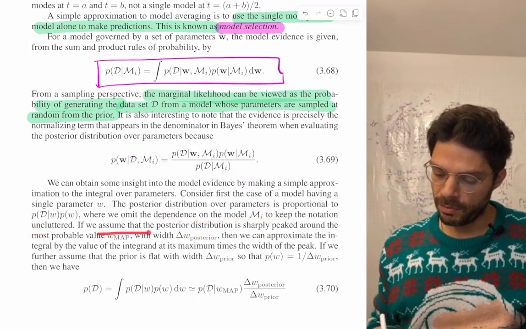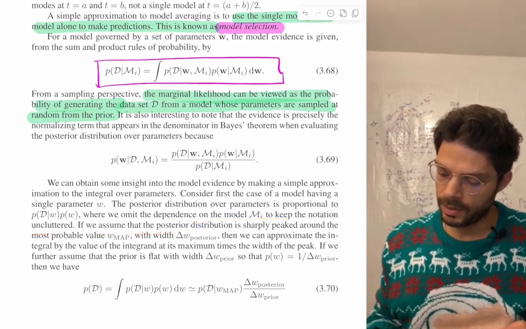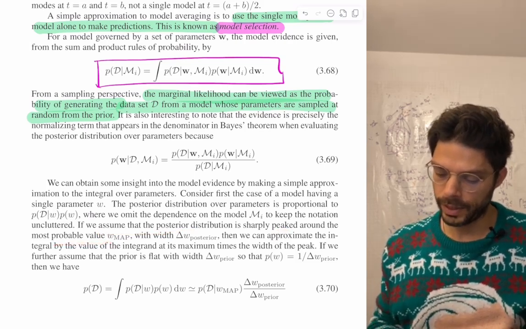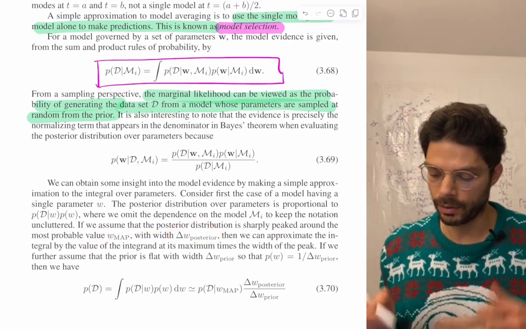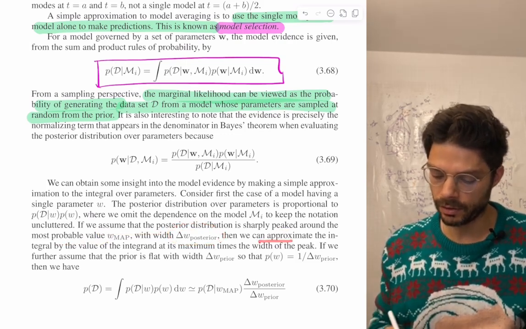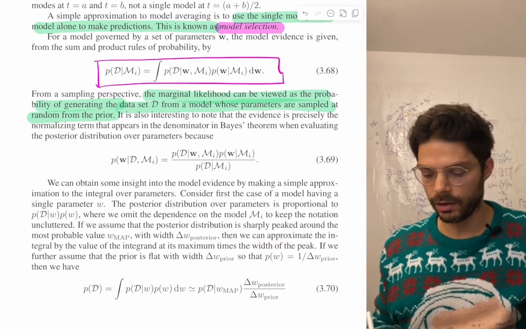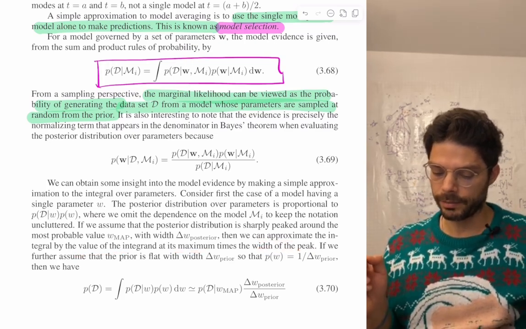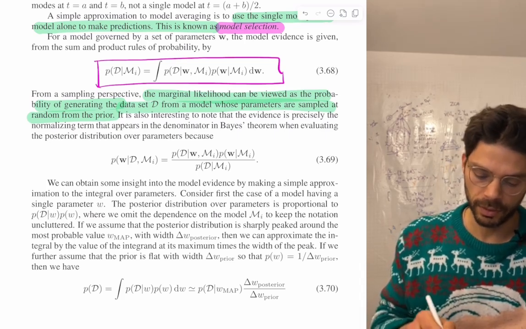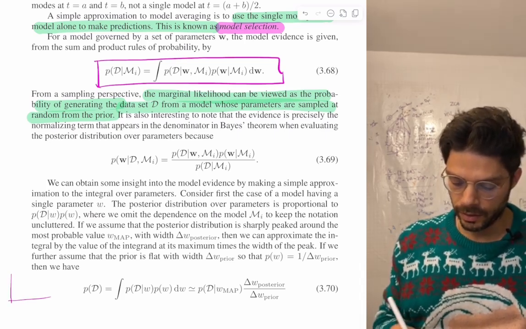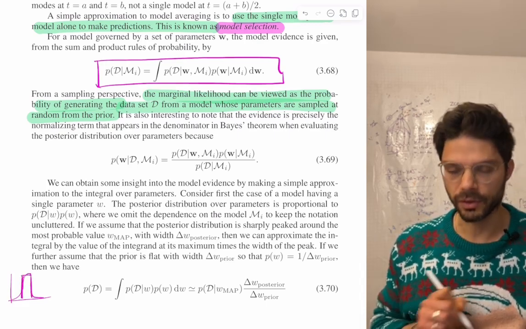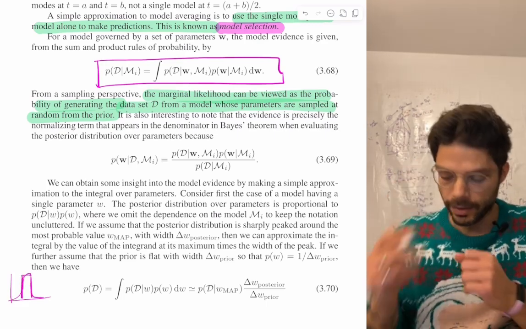So now if we assume that the posterior distribution is sharply peaked around the most probable value, W map, with width delta W posterior, then we can approximate the integral by the value of the integrand at its maximum times the width of the peak, right? That's just a simple idea: if the integral looks like this, we can just replace it by a rectangle.